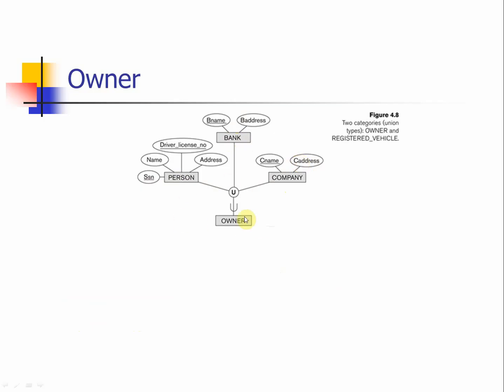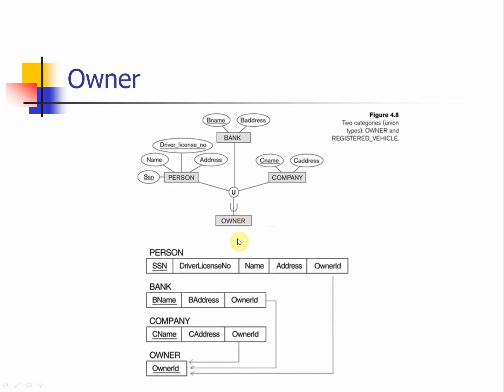To handle this union, which lies in the last step, we need to create the owner relation and then append owner ID as what we call a surrogate key to all the superclasses, and then use those to form the foreign key that refers to the owner ID over here. This is like creating the ID for every single owner. If owner number 1 is a person, then we will have that information, everything over here with owner ID 1, and it will be able to link to our very first owner.